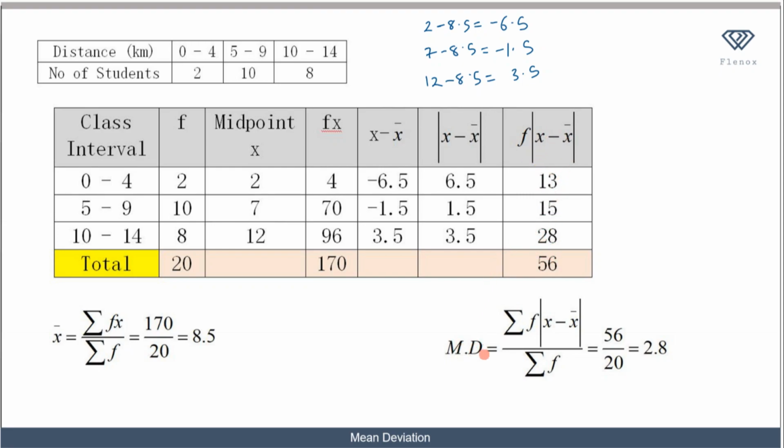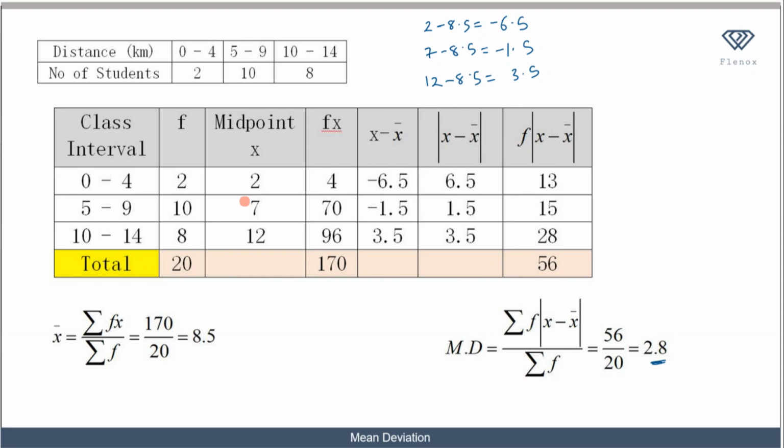So we know our mean deviation is equal to the summation of f times the absolute value of x minus x bar, over the summation of f. We have found the sum of our product of f times the absolute difference to be 56. So we get 56 divided by the summation of our frequency, which is 20. So we get 56 over 20, and that gives us 2.8. So the mean deviation of this distribution is 2.8.